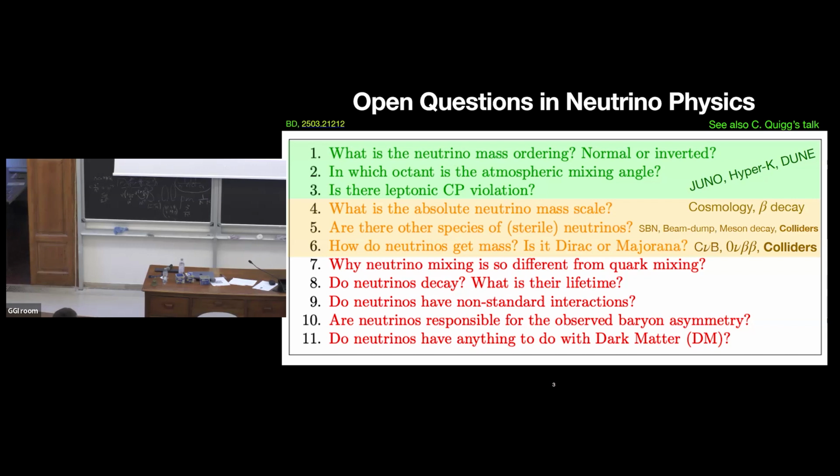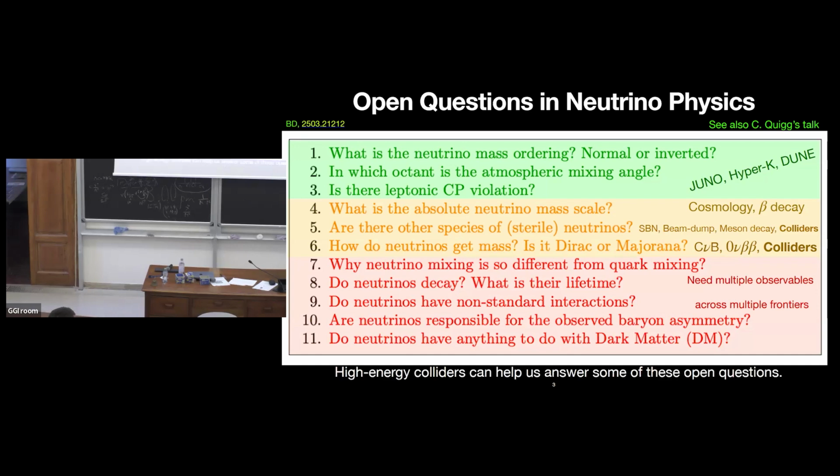Now, the other questions here are harder questions. That's why I put them in red. We may never know the answer to those, unfortunately. And there's no single observable that we can have to answer these questions. So indeed, we need multiple observables across multiple frontiers. We need data from the energy frontier, intensity frontier, and cosmic frontier all together. And maybe then we might have some answer to these questions. So I'm not going to attempt to answer those questions here. But the bottom line is that colliders can really help us answer some of these questions, if not all of them.